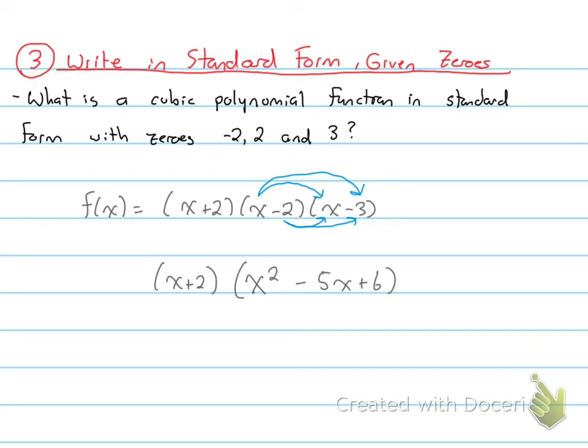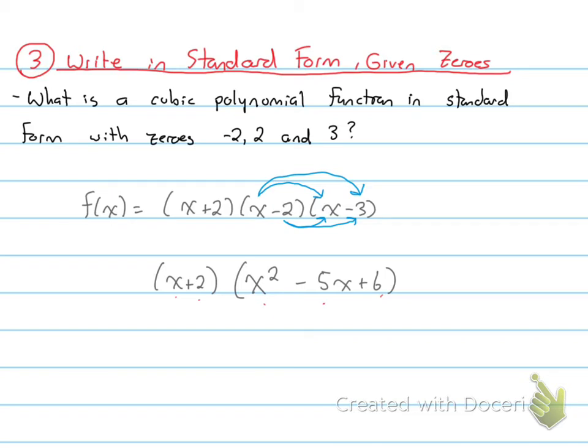What I'm going to do from here is distribute out that x and distribute out that 2. Also keep in mind, just to double check with yourself, this equation has 2 terms in it, this has 3. I'm multiplying 2 terms by 3 terms. I should get 6 terms when I multiply everything out.